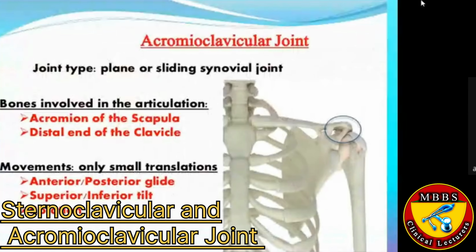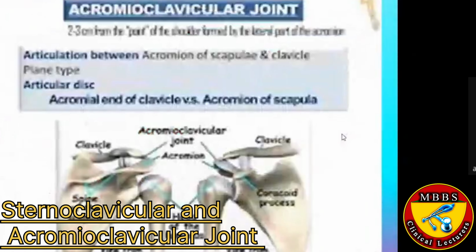This is also a synovial type of joint, which is formed by the acromial process and the lateral end of the clavicle. Now, when we talk about the type of this joint, this will be a plane or sliding type of synovial joint, and the bones involved in the articulation will be the acromion end of the scapula and the distal end of the clavicle. The movements will only be simple because this is a plane type of joint. So only the gliding movements, that is the anterior and posterior gliding movements, the superior and inferior tilt, and the rotation will be possible at the acromioclavicular joint.